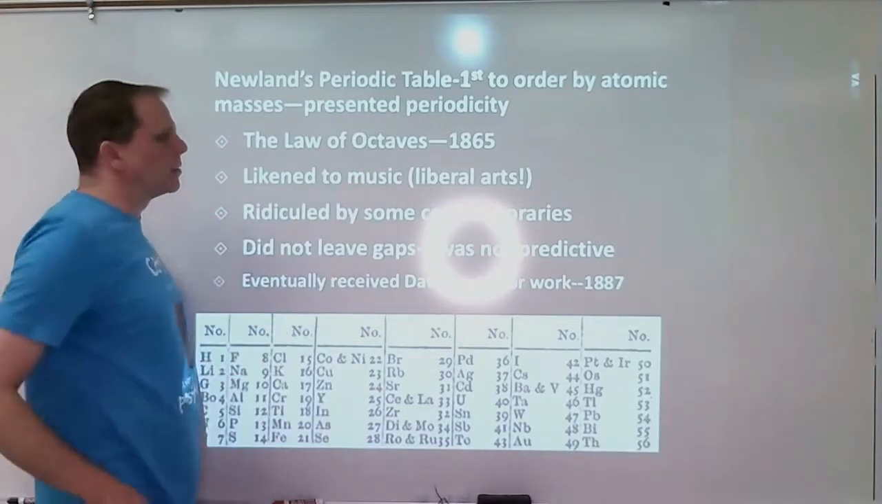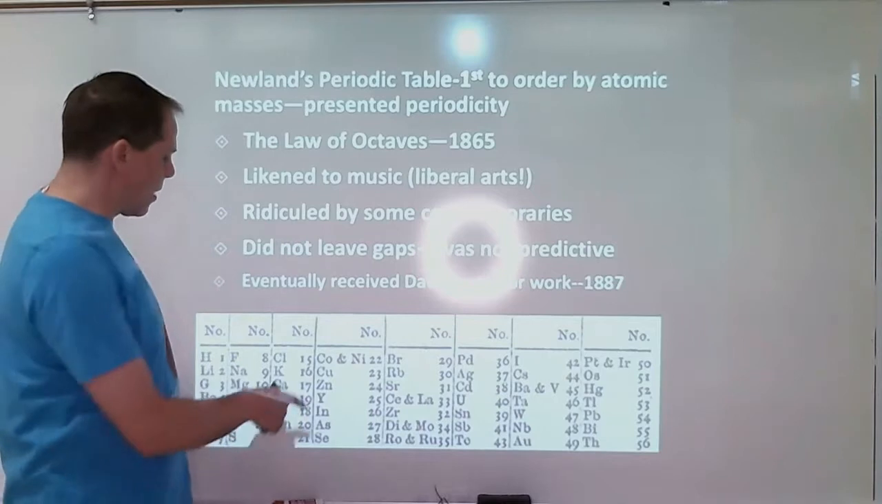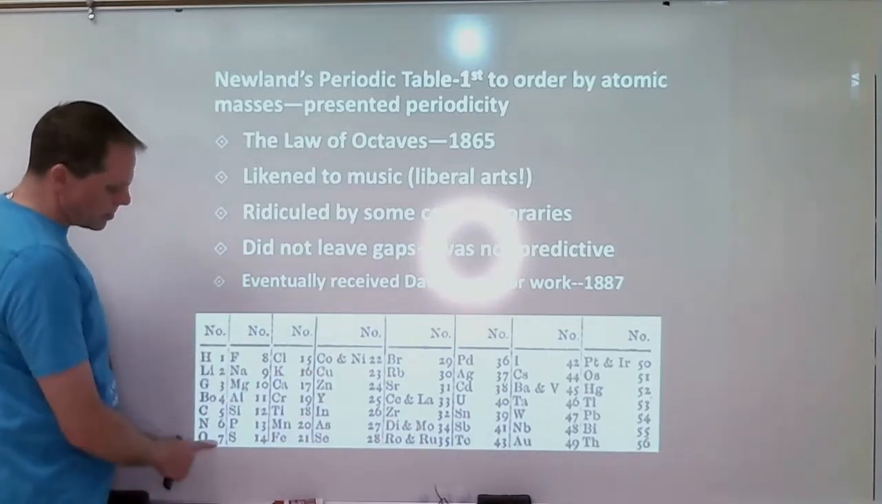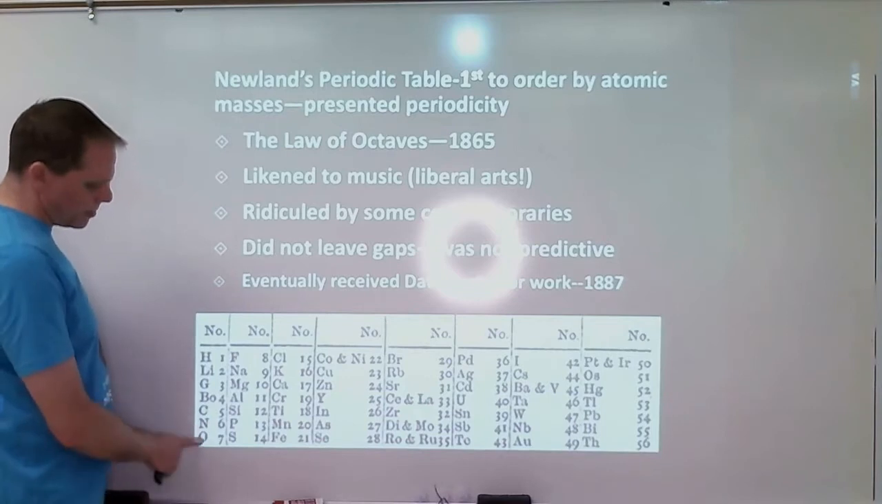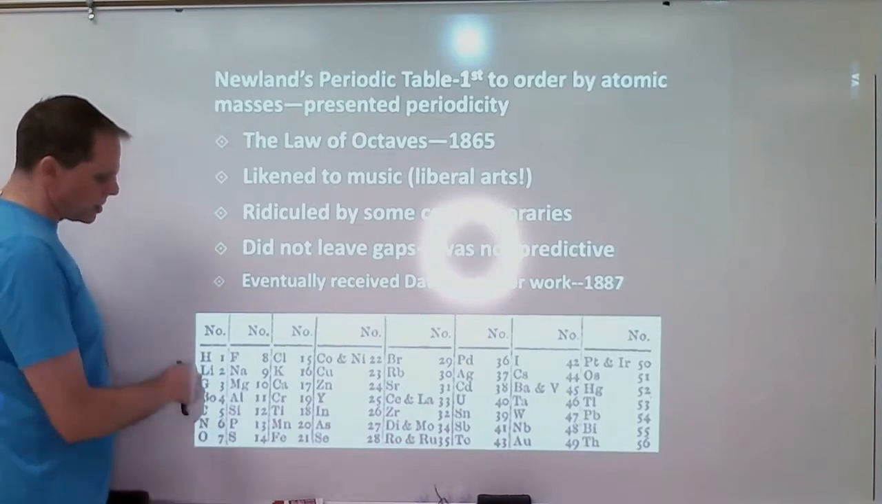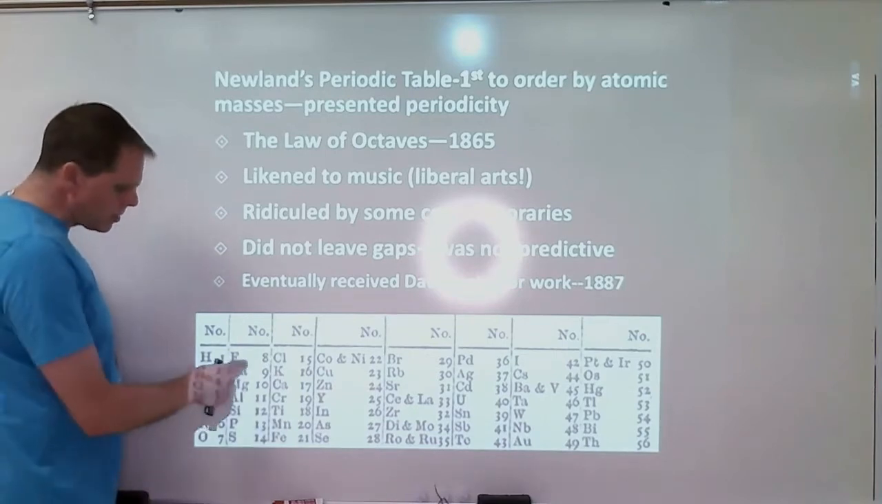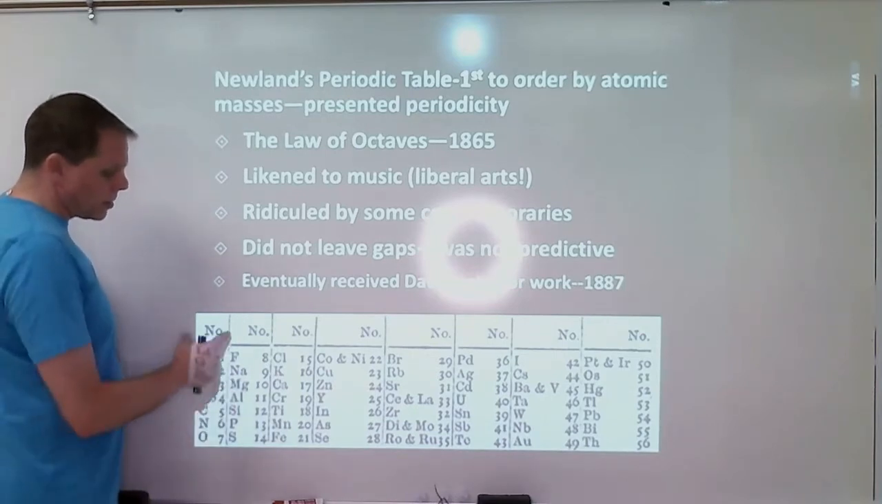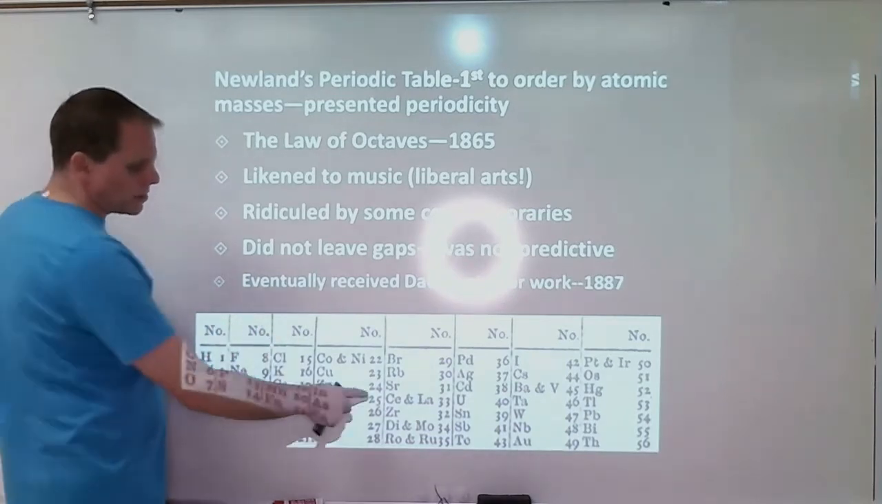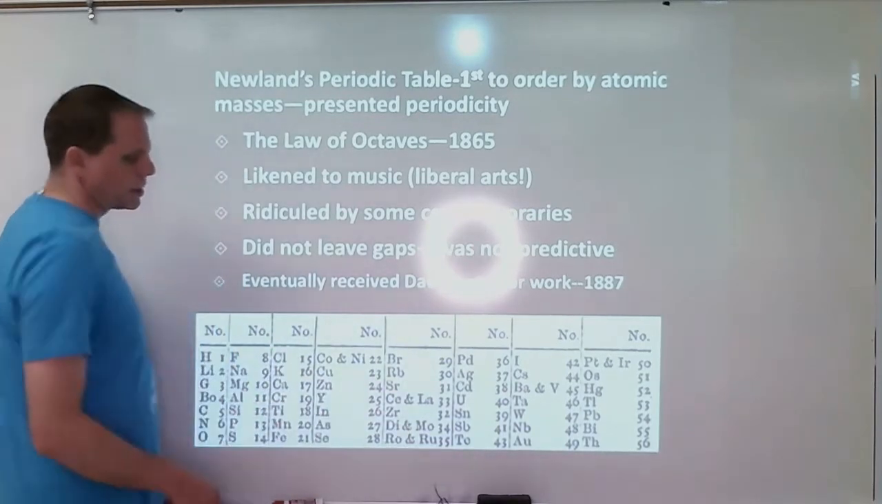He came up with something called the law of octaves in 1865. You can see his periodic table down here, and you can see that he's got some elements definitely not in the order that we would now have them, right? Oxygen's number 7. You can see there's no helium. There's no neon, right? So there are elements that haven't been discovered yet, like the noble gases. And then he's got some places where he's got a couple different elements in the same spot.